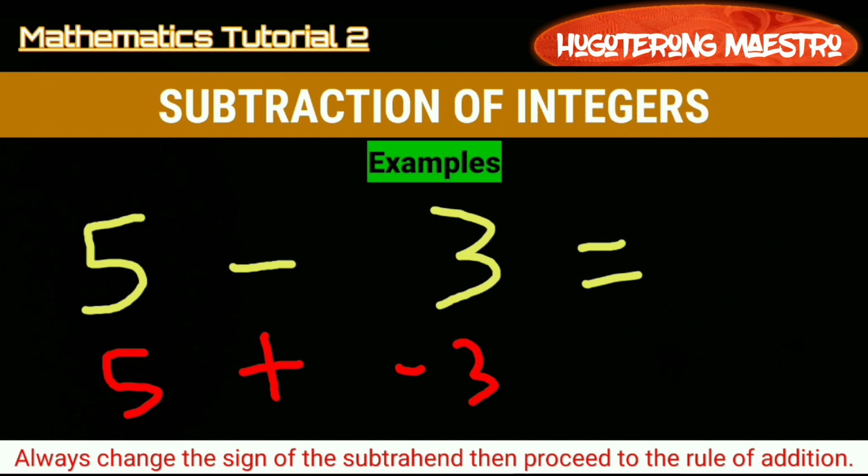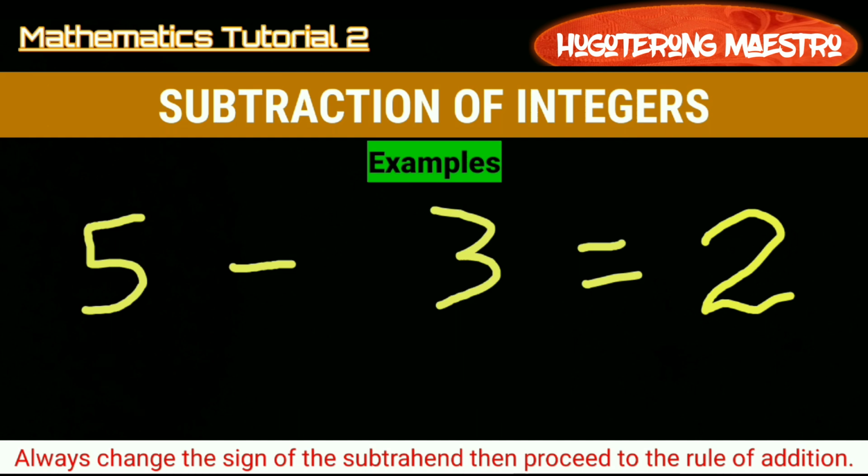So, this time, balikan natin yung rule of addition. So, hindi siya pareho ng sign. So, we're going to subtract the bigger number to the smaller one, and then we will follow the sign of the bigger number. So, 5 minus 3, that is 2, and the sign of the bigger number is positive. Therefore, 5 minus 3 is equal to 2.